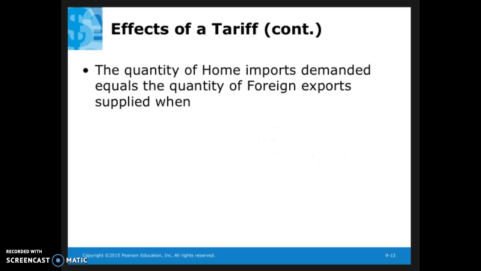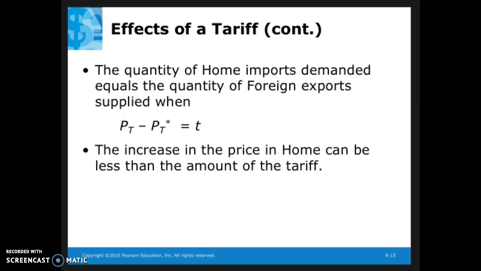The quantity of home imports demanded equals the quantity of foreign exports supplied. When that formula holds, the increase in price in home can be less than the amount of the tariff.